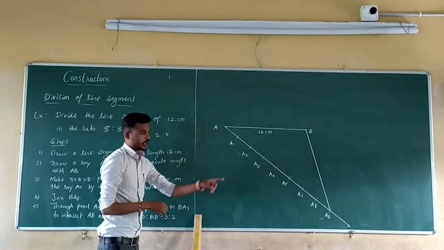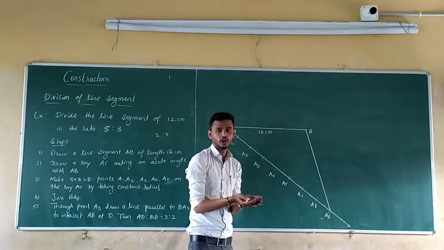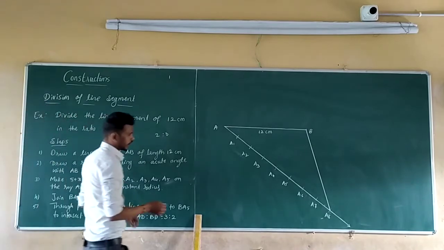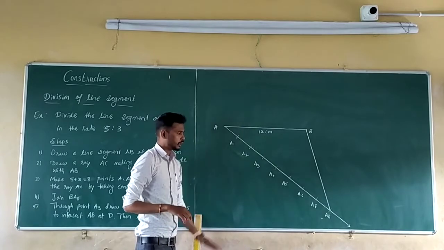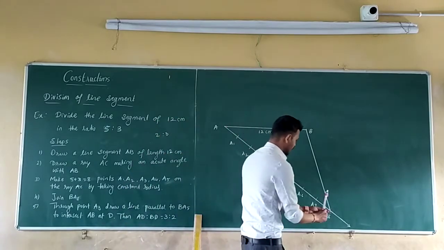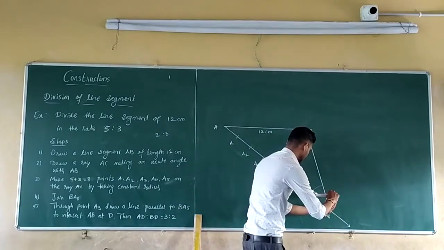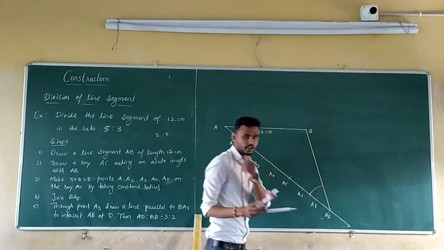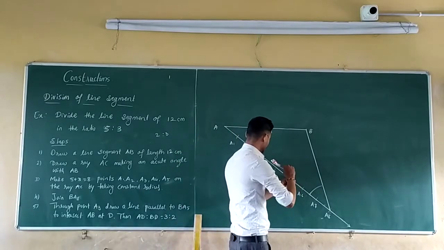So now for this line you need to draw the parallel line. At which point do we need to draw the parallel line? Let us see. First ratio, what is that? 5. So at A5 you need to draw the parallel line to BA8. So how to draw the parallel line? Take some radius, draw the arc. With the same radius at point A5, draw the arc.